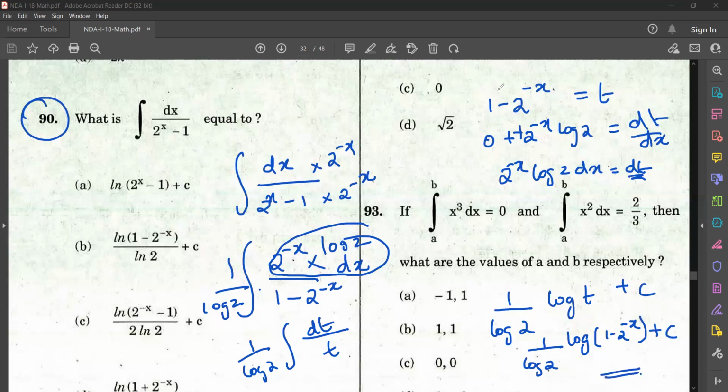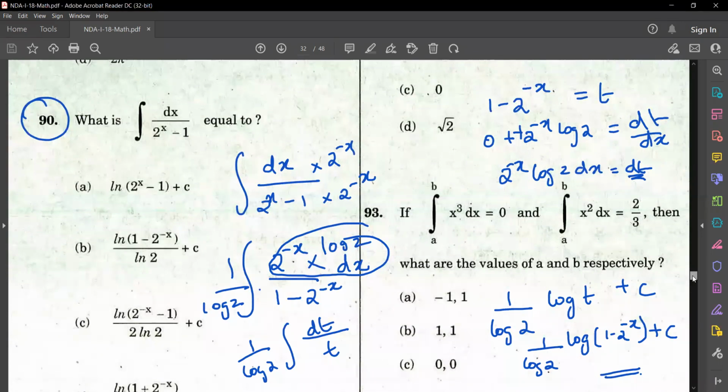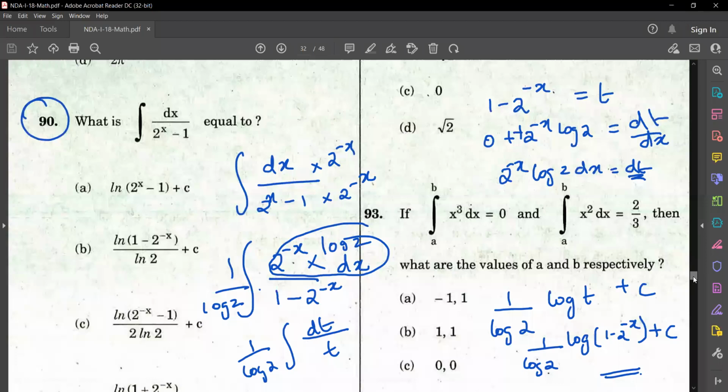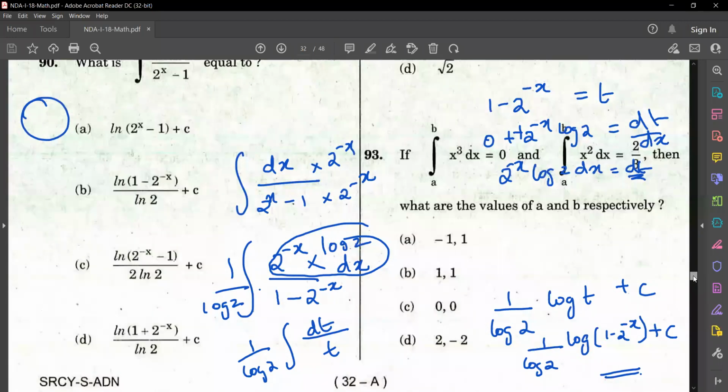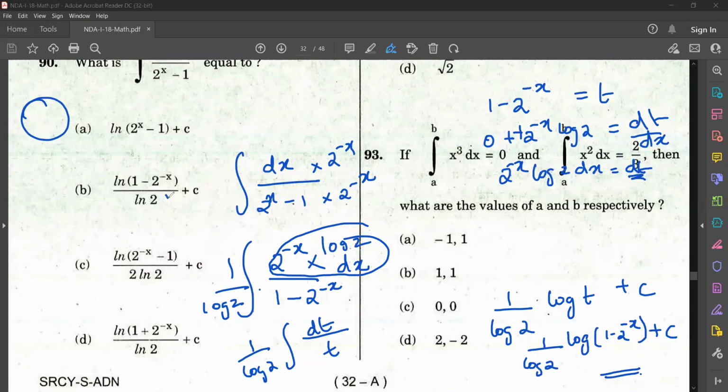Okay, so see the options. Do we have such an option? Yes, log 2 is there. Then log of 1 minus 2 raised to minus x plus c. So that is option B. Option B is the correct answer.